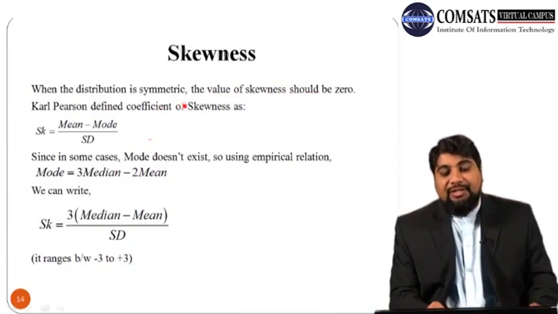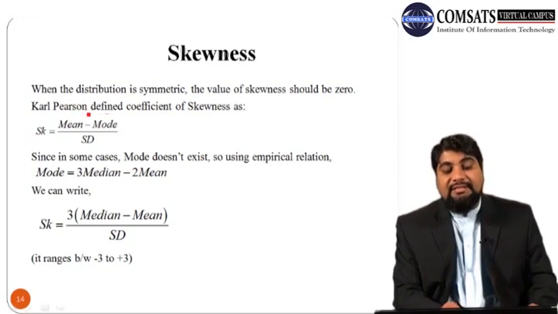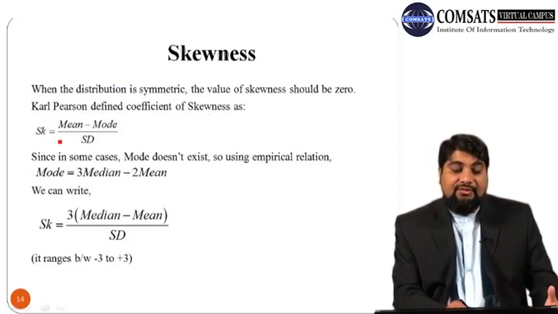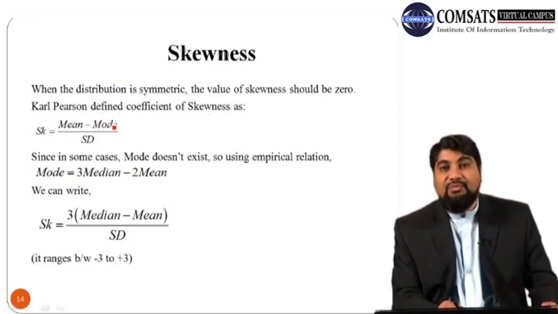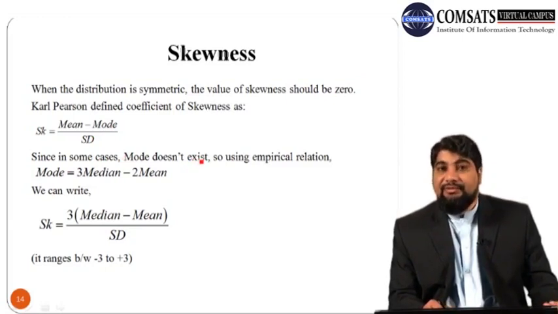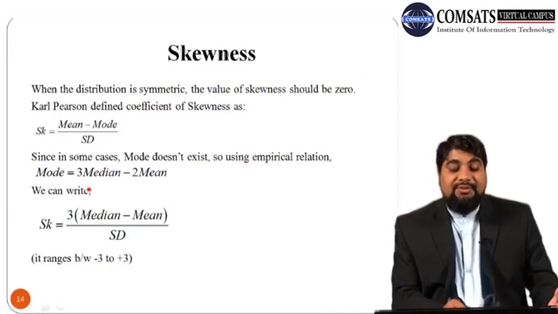So when the distribution is symmetric, the value of skewness should be 0, and according to Karl Pearson, the coefficient of skewness can be measured as skewness is equal to mean minus mode over standard deviation. But since in some cases mode does not exist, as we have discussed in our earlier lectures, using the empirical relationship, that is mode is 3 times median minus 2 times mean.